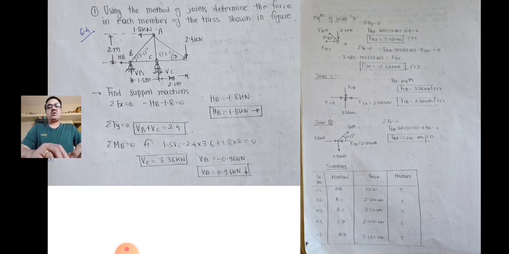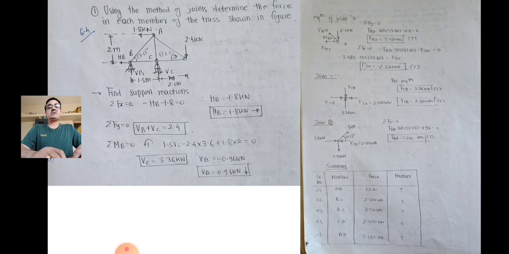Assuming that all these unknowns are tensile in nature, draw the free body diagram of joint D and apply conditions of equilibrium at joint D. Applying summation Fx equal to 0 and Fy equal to 0, you can determine the two unknowns. So thus these two unknowns can be obtained. And now let us move to joint C.